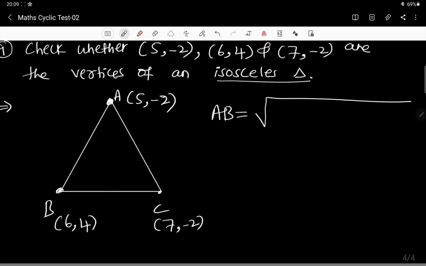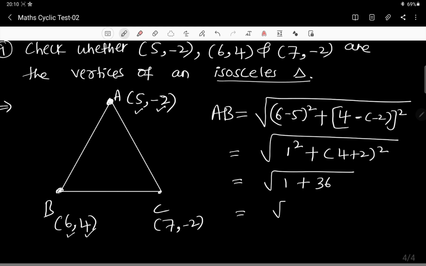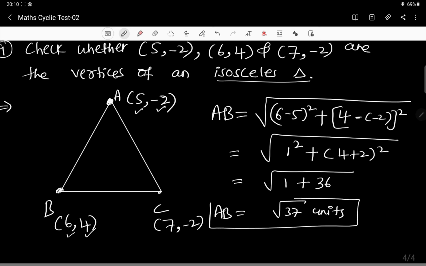Now look at this. Whenever you are going for AB, this is like (6 minus 5) whole square, plus (4 minus of minus 2) whole square. So it becomes under root (6 minus 5 is 1) square, plus (4 plus 2) whole square. So it becomes under root 1 plus 6 square, which is 36. So this becomes under root 37 units. Whatever this AB is, how much does it become? This AB becomes under root 37 units.